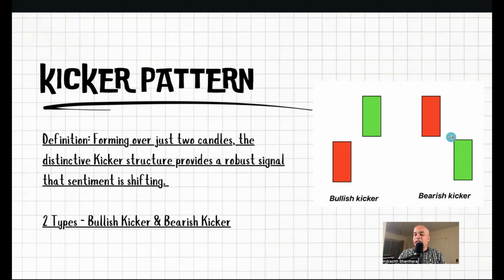And similarly, this is the bearish kicker. See, the price opened here, and it came down here. So this is how the bearish kicker works, okay?